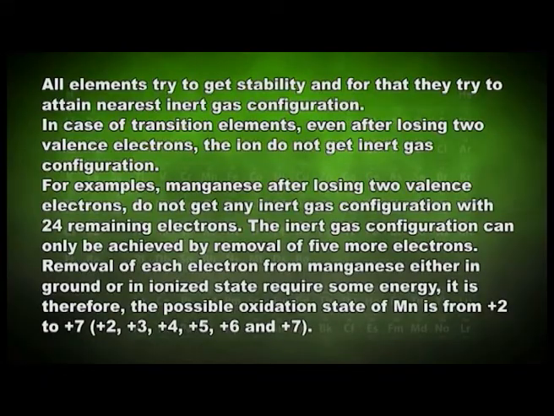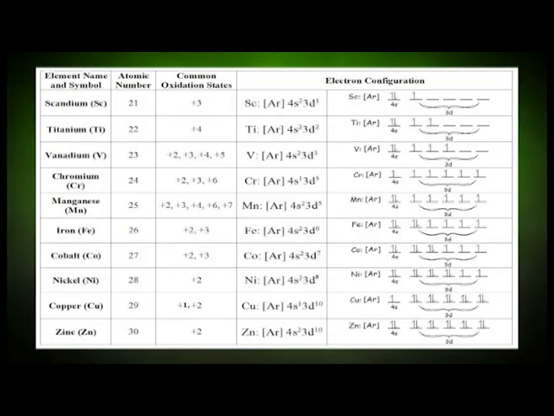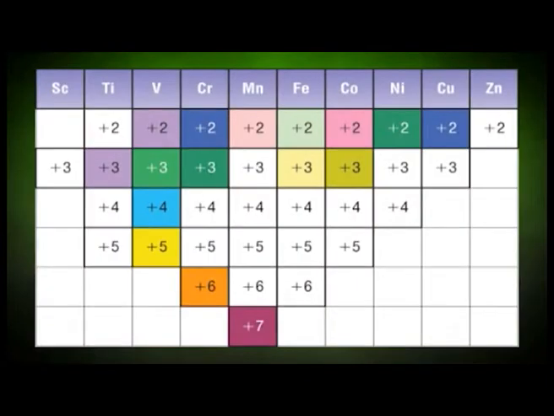Removal of each electron from manganese, either in ground or in ionized state, requires some energy. It is therefore that the possible oxidation states of manganese are from +2 to +7. Like manganese, all transition elements show variable oxidation states, which can be diagrammatically shown like this. Scandium, on removal of all 3 electrons, attains inert gas configuration. Therefore, it shows only one oxidation state, that is +3.